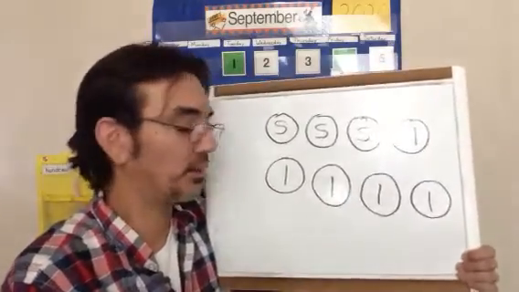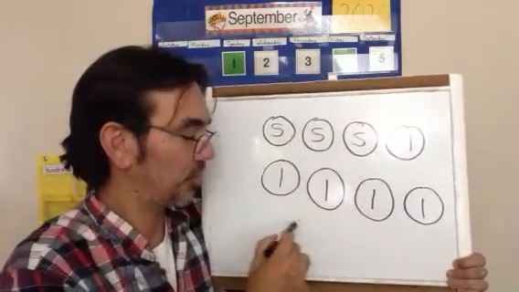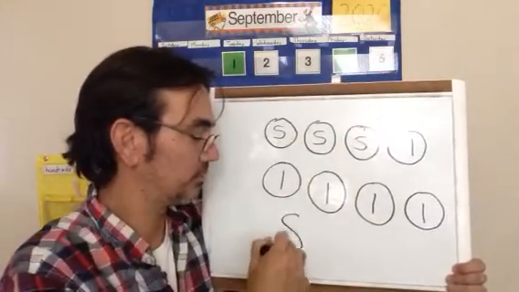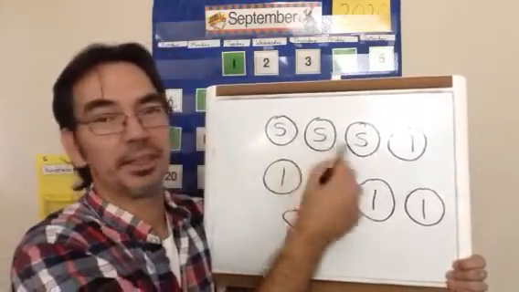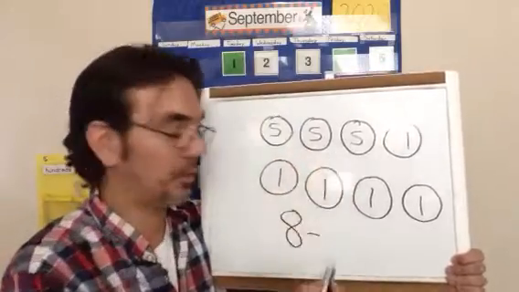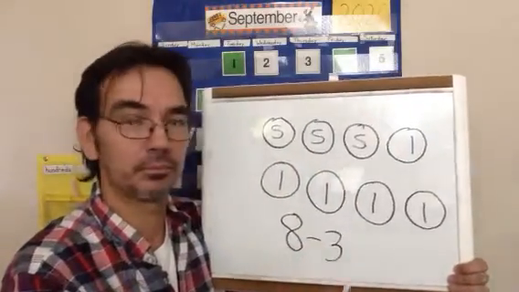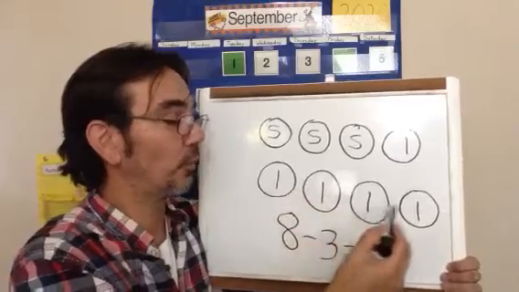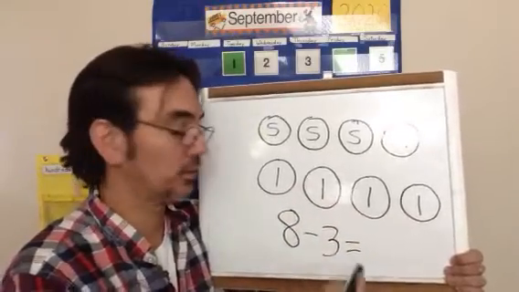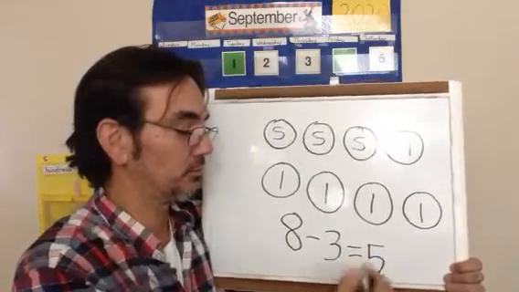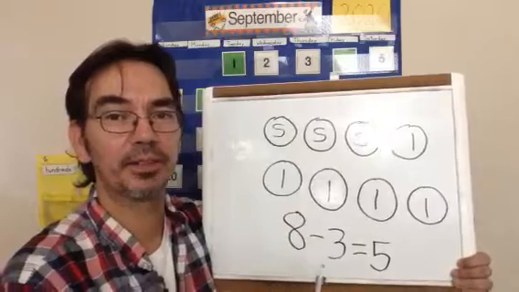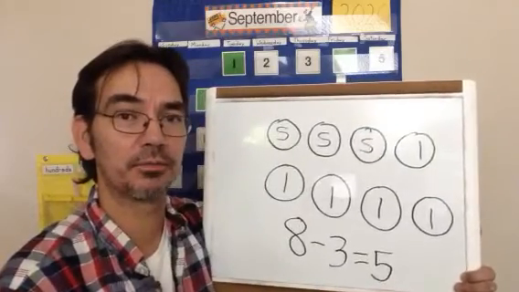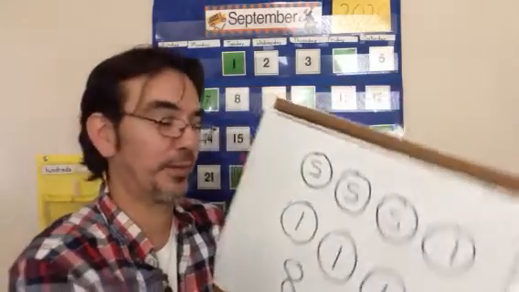And now we're going to write out our number sentence. So first, we start with 8 pencils. We're going to take the 3 short ones away. And then we're left with 1, 2, 3, 4, 5 long ones. 8 minus 3 equals 5. Good? Okay.